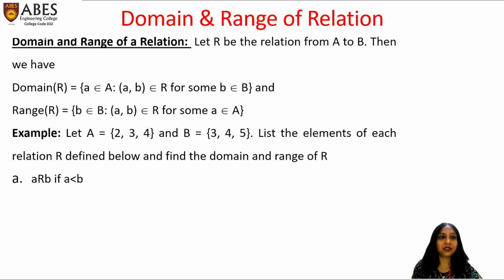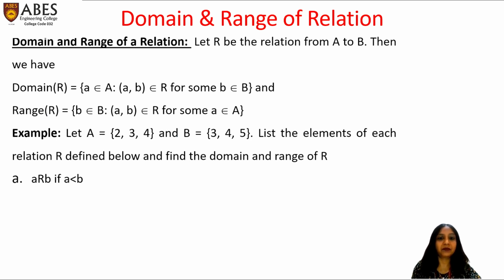Now, the next important concept related to relation is the domain and range of a relation. Let R be the relation from A to B. Then we have the domain and range. In layman terms, the domain is the left hand side and the range is the right hand side. For example, let A be {2, 3, 4} and B be {3, 4, 5}.